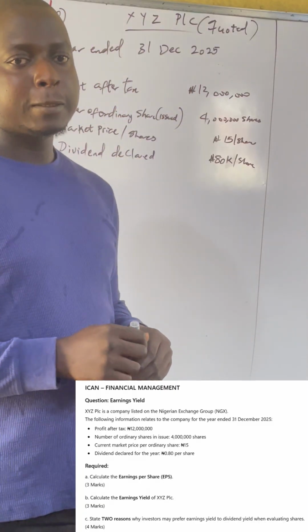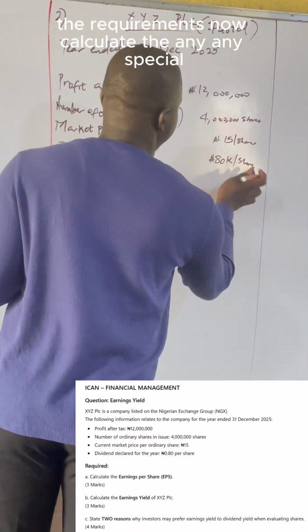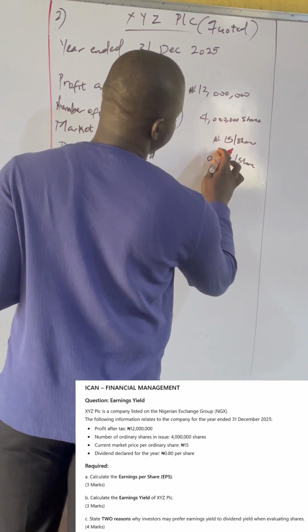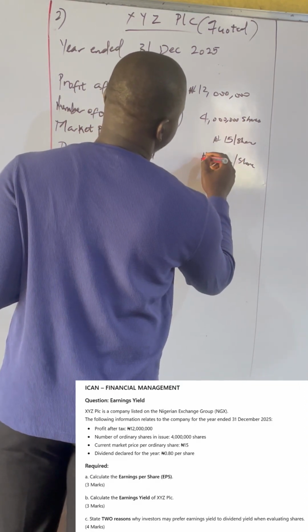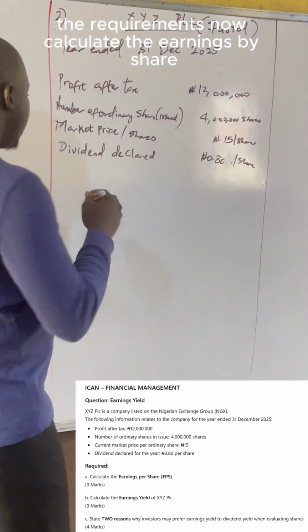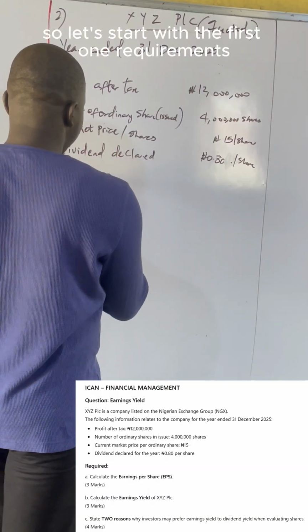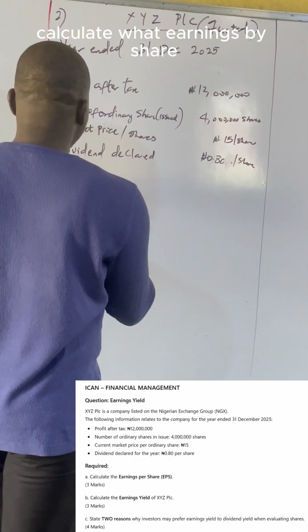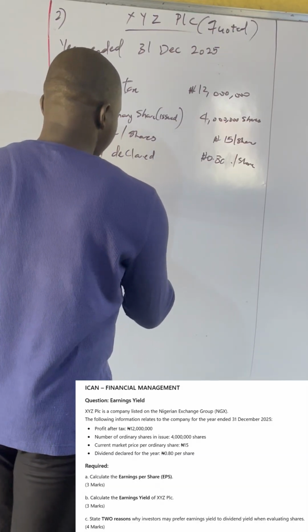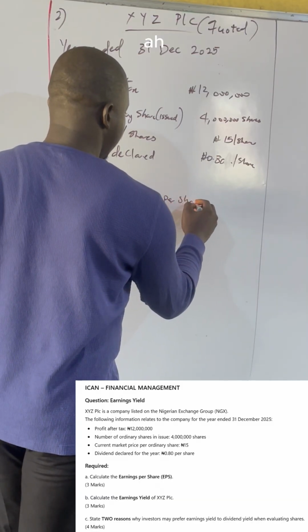The requirements now: calculate the earnings per share. So let's start with the first one. Requirements: calculate what? Earnings per share.